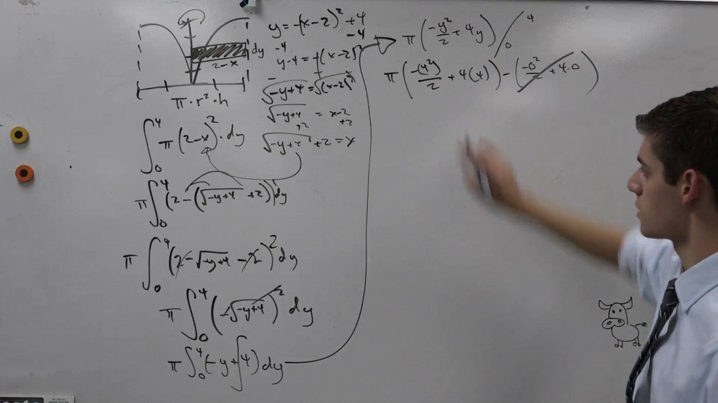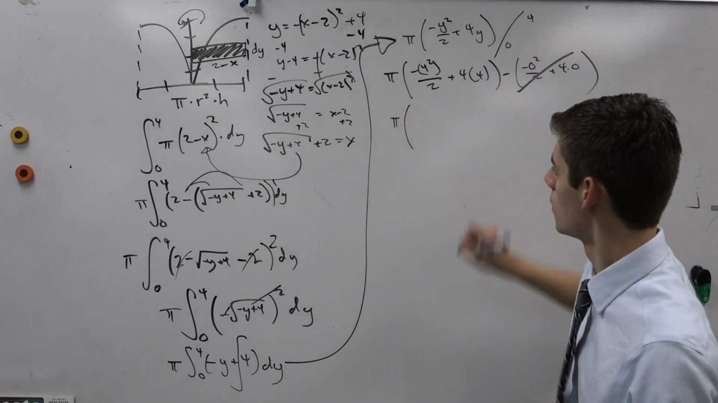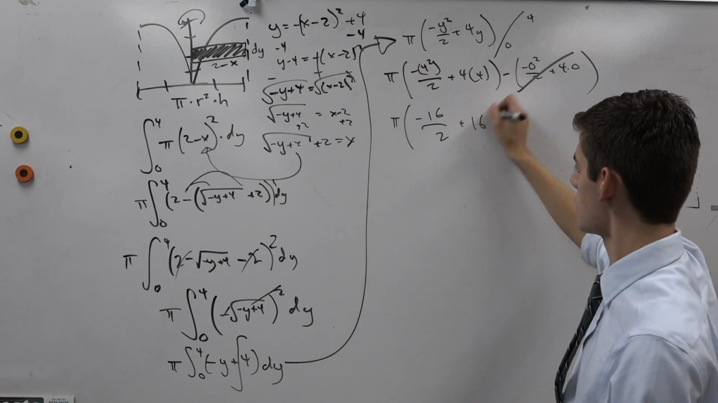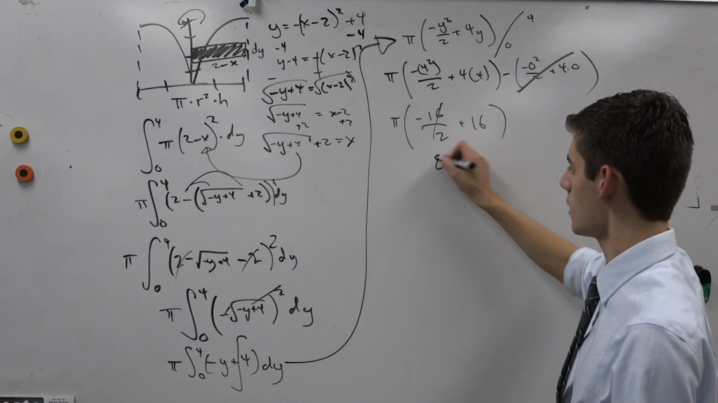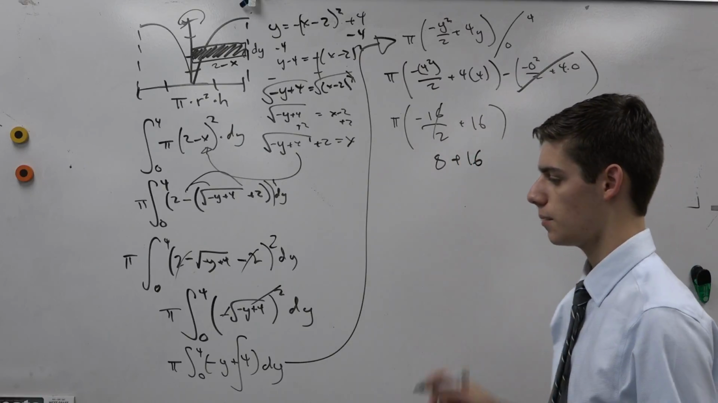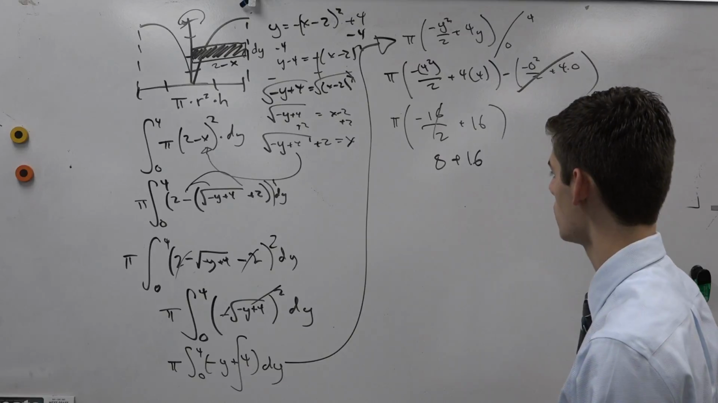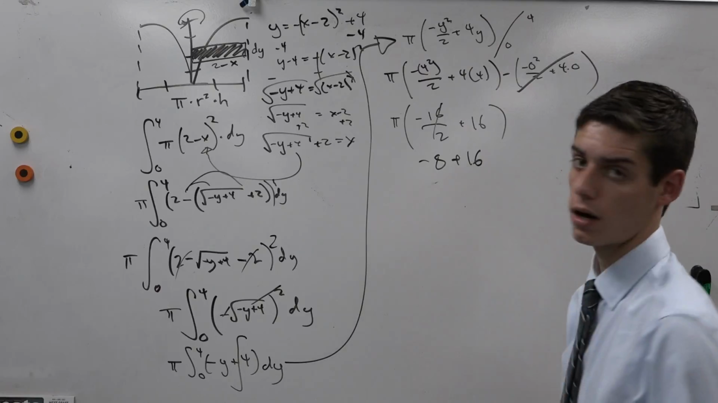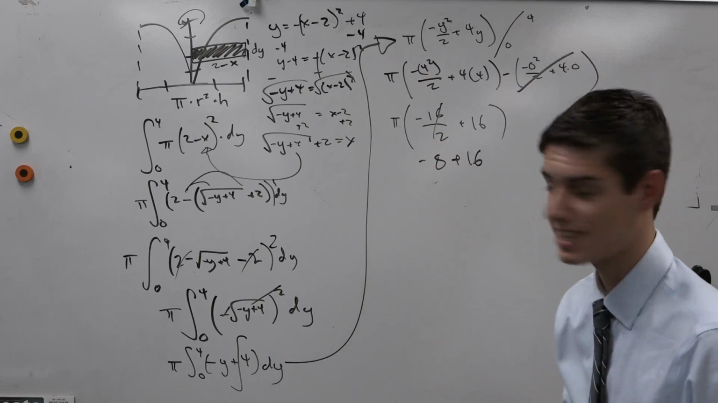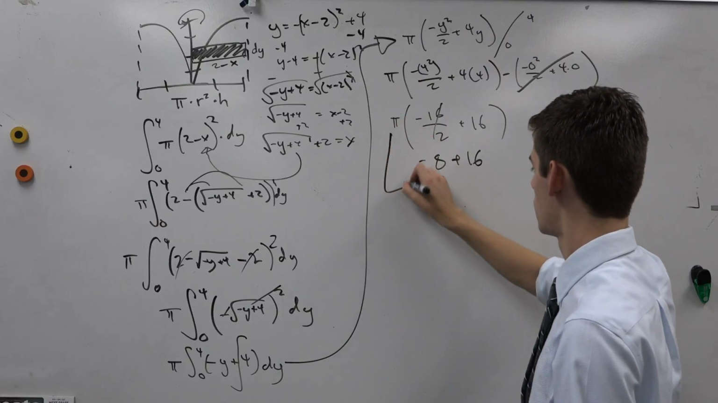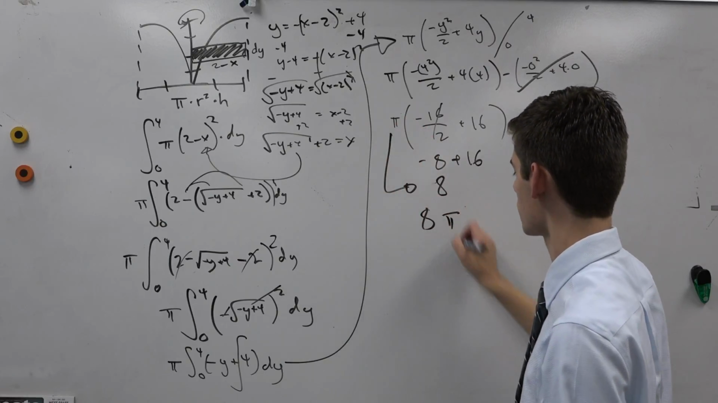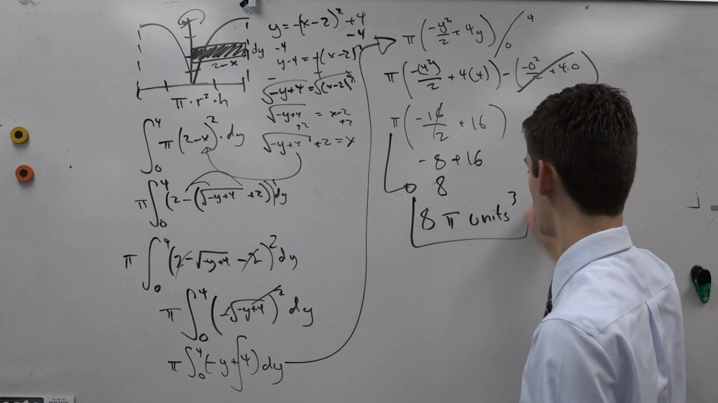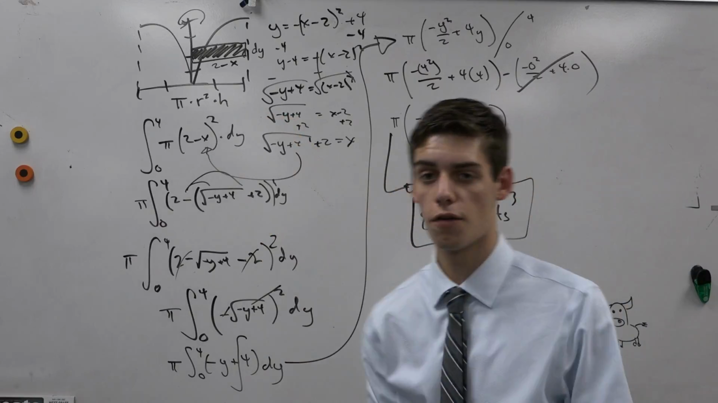And so we just have to focus on this part, which will be pi times negative 16 over 2 plus 16. Negative 16 over 2, that's negative 8. I'm very sorry. That's negative 8 plus 16. And that will equal 8. So we have 8 pi units cubed. And that is our volume of this revolution.